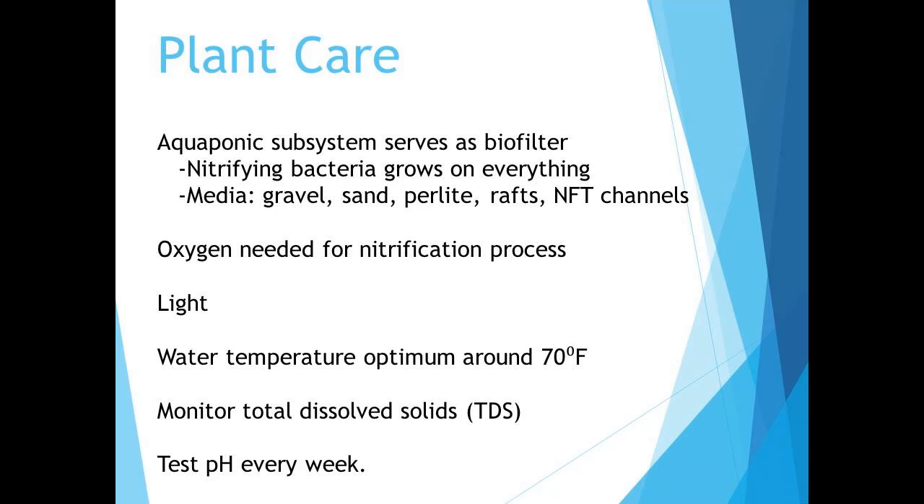Water temperature, we have found an optimum water temperature at around 70 degrees is good for the fish. It keeps them active and eating, which is very important. But the plants seem to like that water temperature too. Can you always keep it at a constant 70? Unfortunately, no. So you keep it in the range somewhere around there.